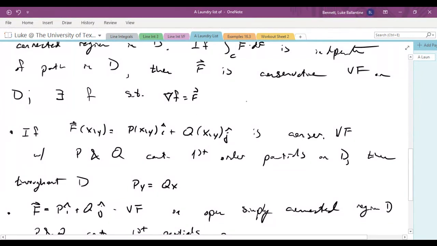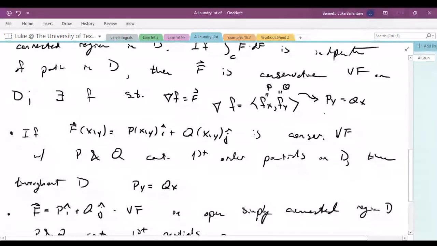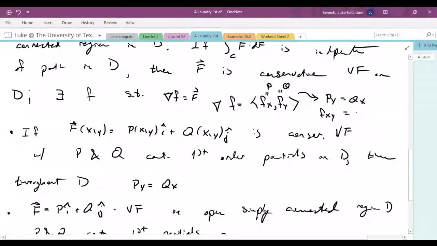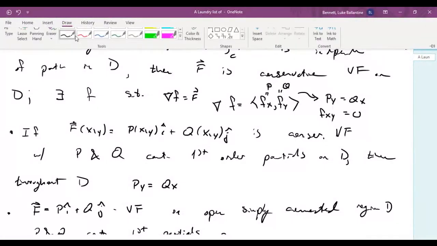Look at it this way. So F is conservative. There exists a scalar function such that the gradient of the scalar function equals big F. So then we would have del f is equal to f_x, f_y. But they called f_x P and this Q. And then the claim is that P_y is equal to Q_x. Well, P_y is f_xy, Q_x is f_yx.